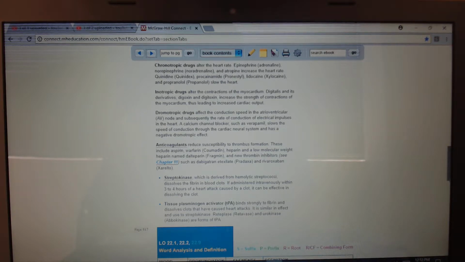Anticoagulants reduce the susceptibility to thrombus formation. These include aspirin, warfarin or Coumadin, heparin, and low molecular weight heparin named dalteparin, Fragmin, and new thrombin inhibitors such as dabigatran, which is Pradaxa, and Xarelto.